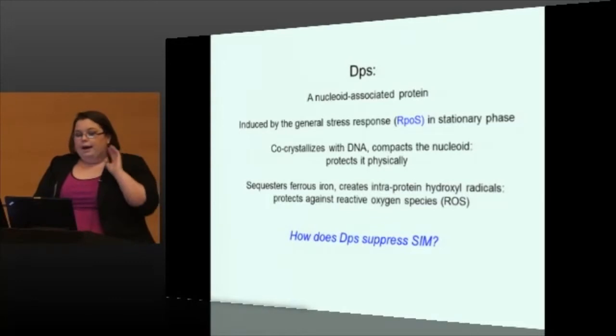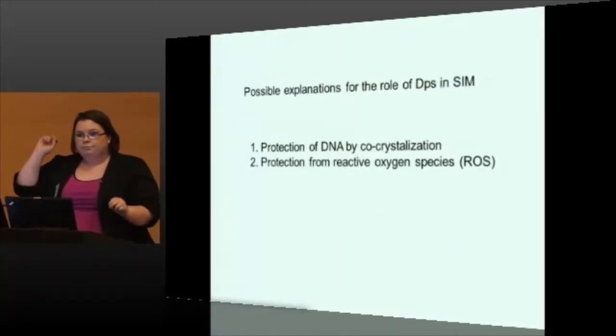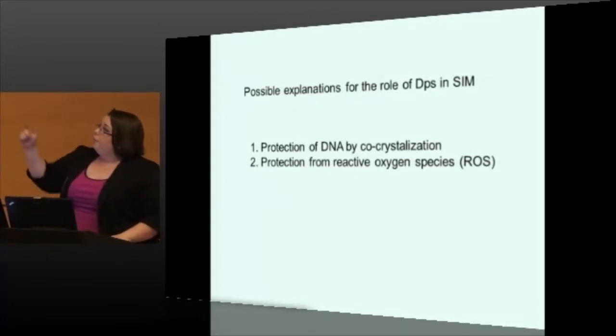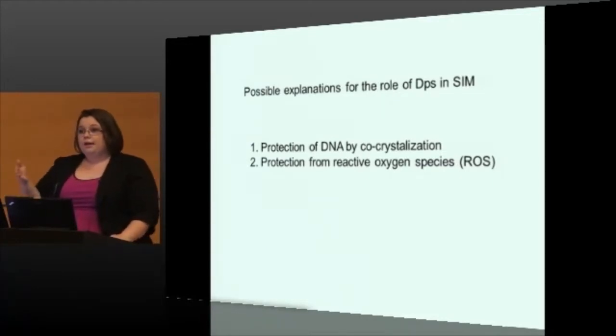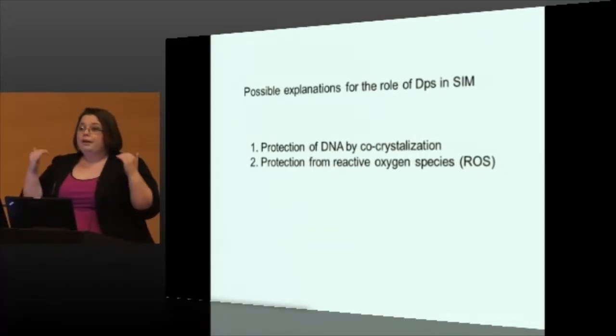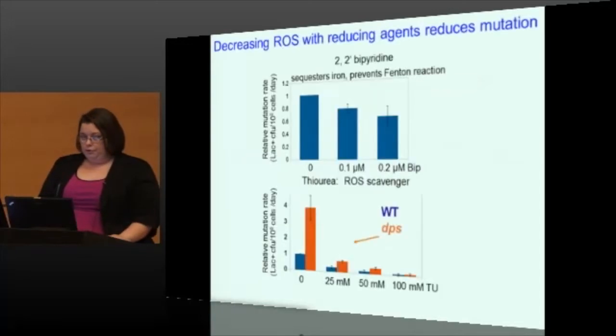So we wanted to see, how does DPS suppress mutagenesis? So there really are just 2 options. It's a physical protection or it's a chemical protection. So we went for the chemical because, frankly, the chemical was easier to test. So we looked to see whether or not the role of DPS is protection against reactive oxygen species, which means that reactive oxygen species are in fact a required chemical species for mutagenesis to occur.